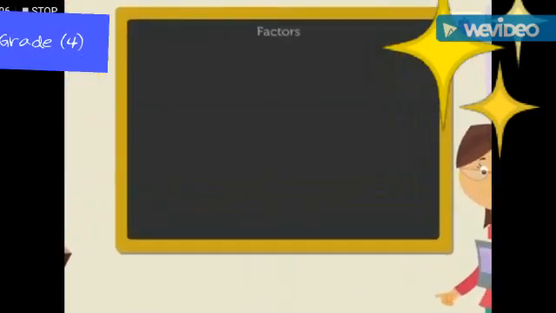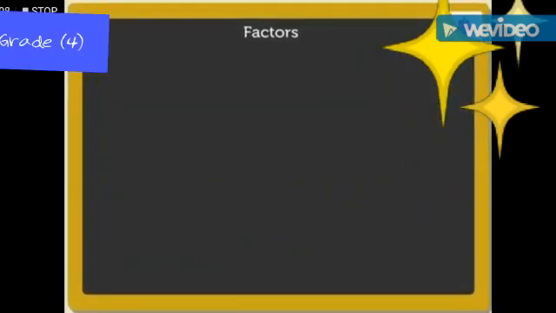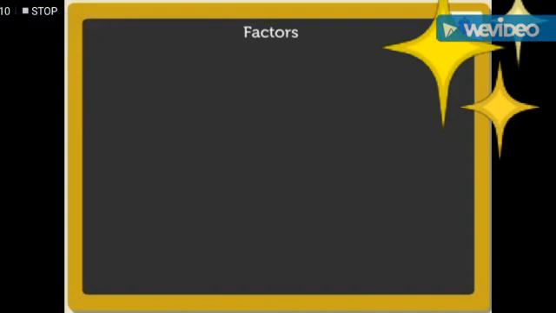About factors. First, let us understand what we mean by the factor of a number. Let us take the number 12. To begin with, let us find out the pairs of numbers that give 12 as their product.